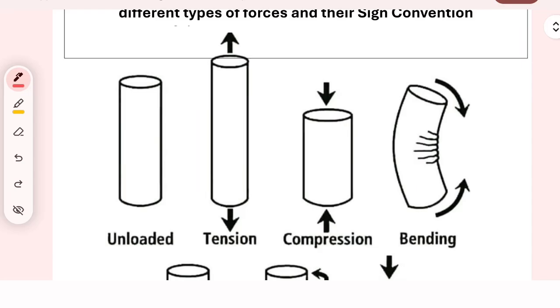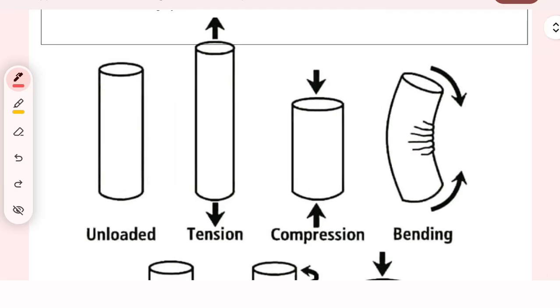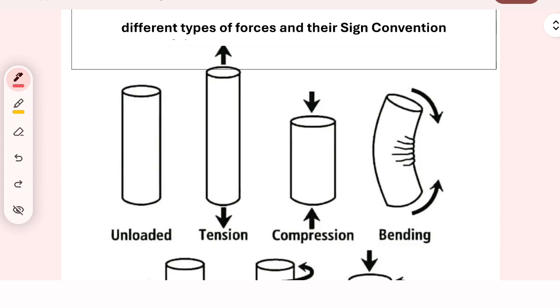Here's a simple diagram to show you the different types of forces that you will encounter as you study engineering mechanics. The first one is the unloaded one, unloaded because there is exactly no force acting on the object. And this is what we call a tension force. Tension elongates the object. It stretches the object. It's a tension or a tensile force.